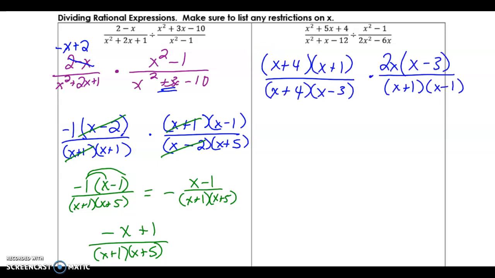All right, so keep, change, flip. We're going to multiply by the reciprocal. So we need to change the second fraction. And once we factor, it should look something like this. Okay, so if we simplify, the x plus 4's can cancel. We've got an x plus 1 to cancel, x minus 3 to cancel. So the only thing we're left with is 2x over x minus 1.